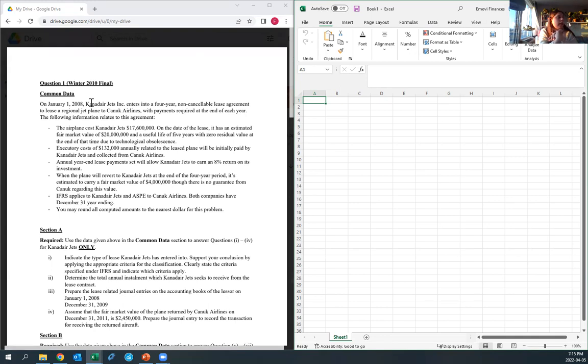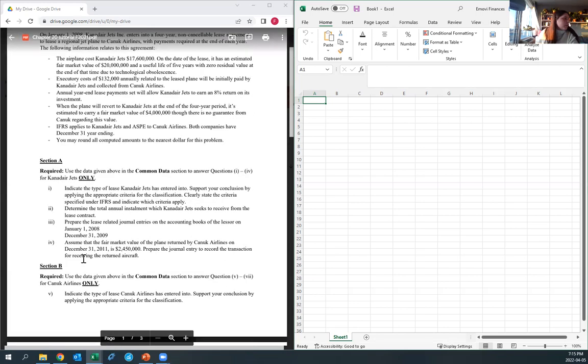The annual year-end lease payment set will allow Canadair Jets to earn an 8% return on its investment. When the plane reverts to Canadair Jets at the end of the 4-year period, it's estimated to carry a fair market value of $4 million, though there is no guarantee from Canuck regarding this value. So here, it's an unguaranteed residual value. IFRS applies to Canadair Jets and ASPE to Canuck Airlines. Both companies have a December 31st year-end date.